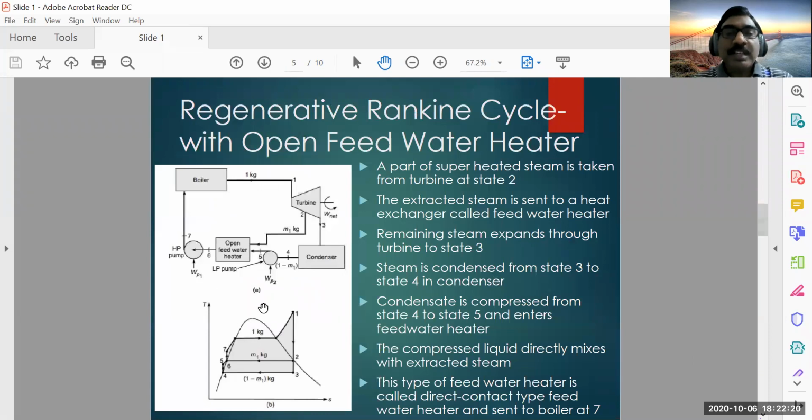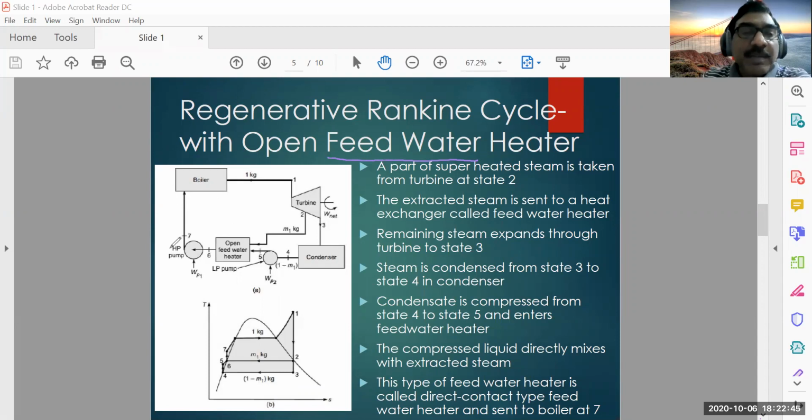Now we'll see what a regenerative Rankine cycle is. There are basically two kinds of setup in the regenerative Rankine cycle: one is the open feed water heater and the other is the closed feed water heater. So what is a feed water heater? It's a very, very important thing.